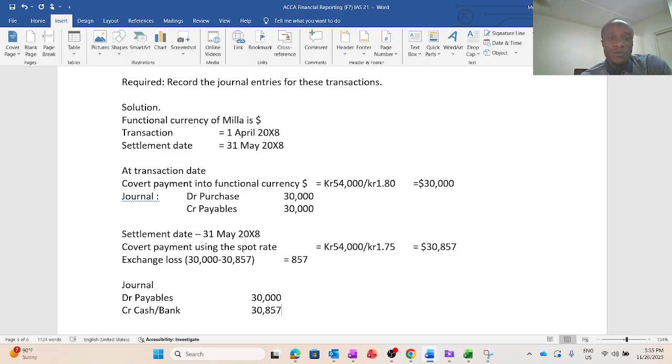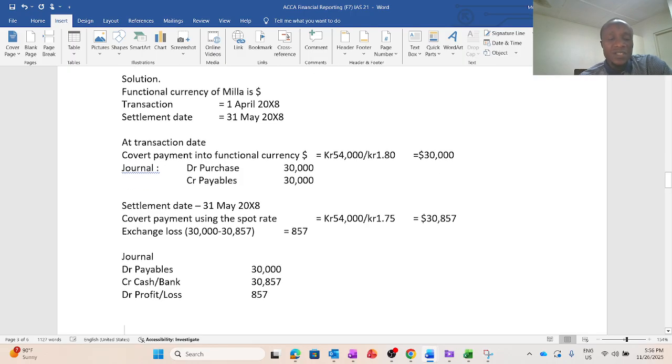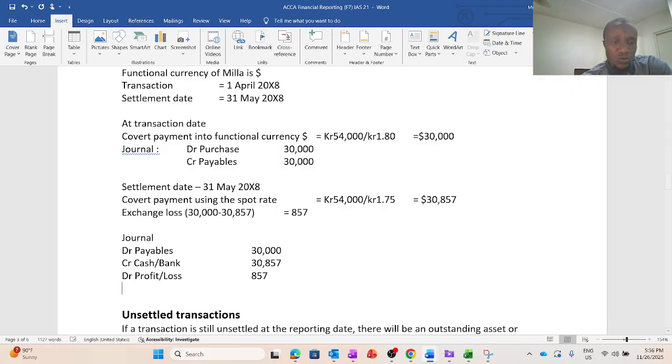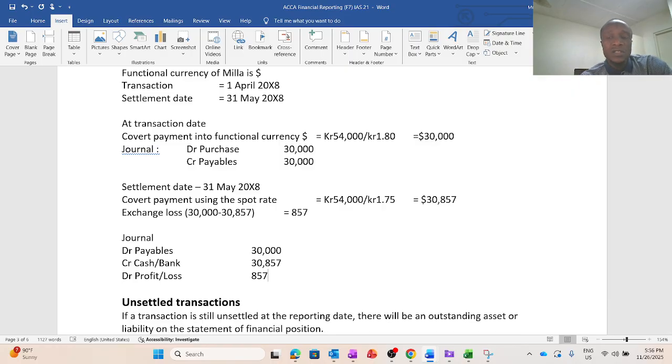So for the particular purchase of 54,000 KR. Then therefore the difference between the debit and the credit, which is a debit, we are going to show as an expense in the profit or loss, which is the 857. So basically, this is what we are going to do. And this is the concept that you need to understand.